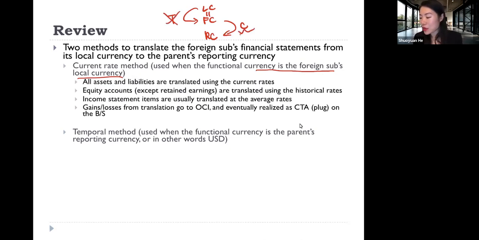And under the current rate method, all of the assets and liabilities, we translate them using the current rate. Equity accounts, we use the historic rate except retained earnings. Income statement items are usually translated using the average rate. Gains and losses from translation go into OCI and eventually are recognized as cumulative translation adjustment.